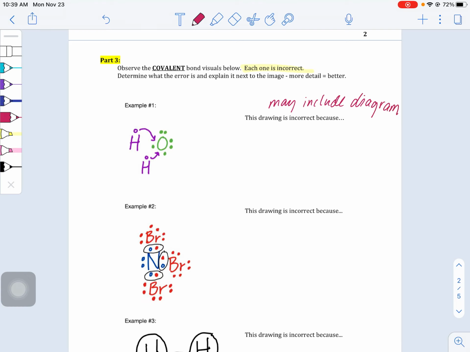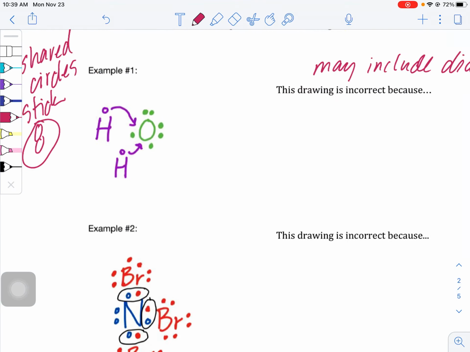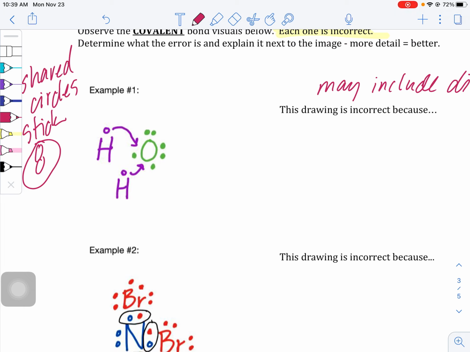So we know in a covalent bond, we're seeing electrons being shared. We're looking for circles. We're looking for stick models, trying to get everybody to that stable 8. Okay, so here we have oxygen and hydrogen.